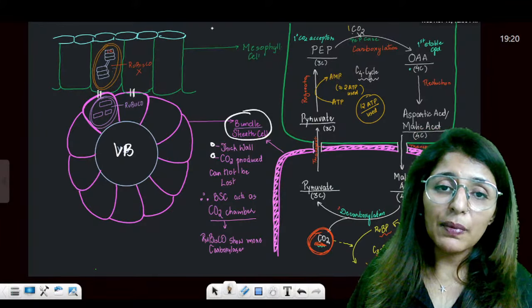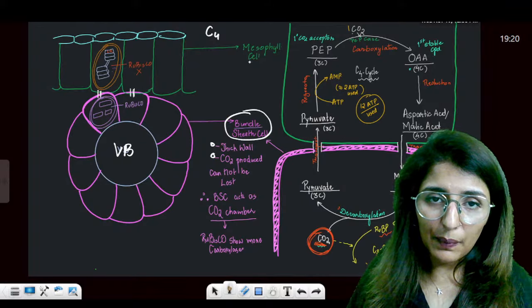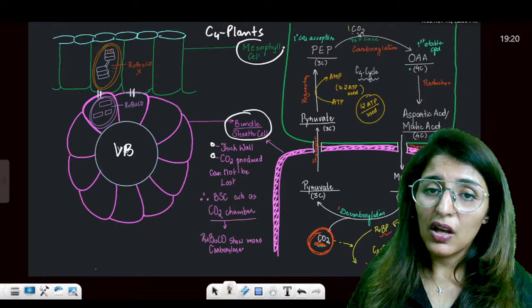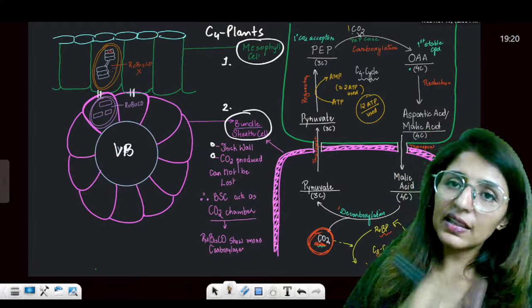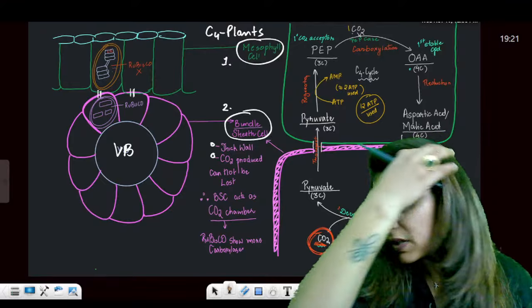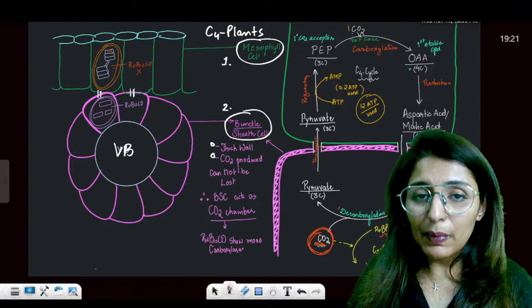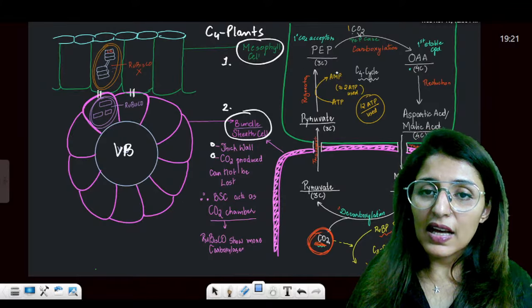Now in C4 plants, what happens in C4 plants? There are two cells which are going to participate. One is the mesophyll cell and second is the bundle sheath cell. While in C3 plants, it is only the mesophyll cells that will participate. Is that clear? Now, in C4 plants, the mesophyll cell, instead of having RuBP, has PEP.